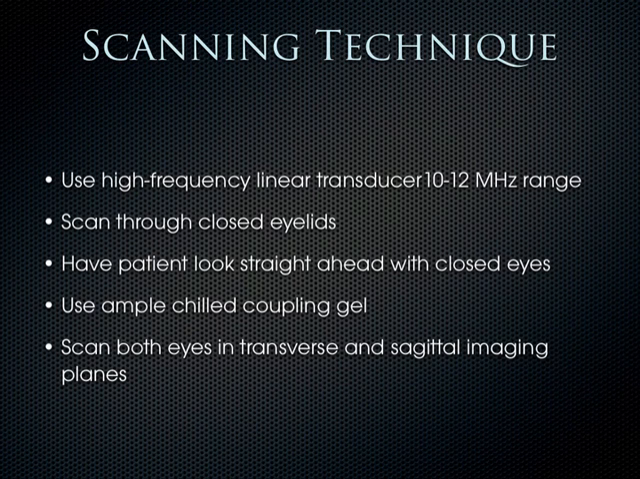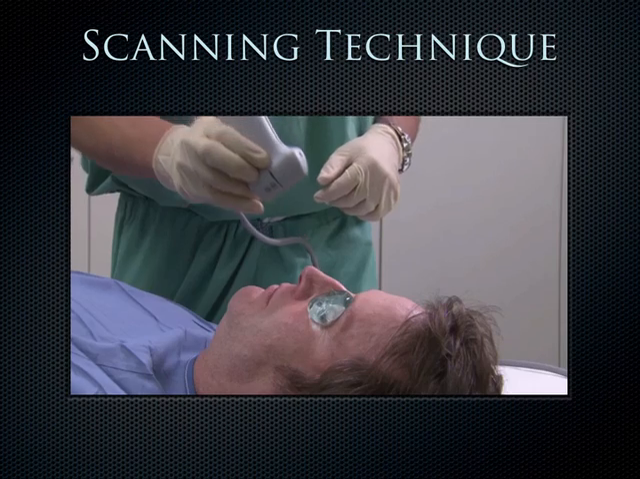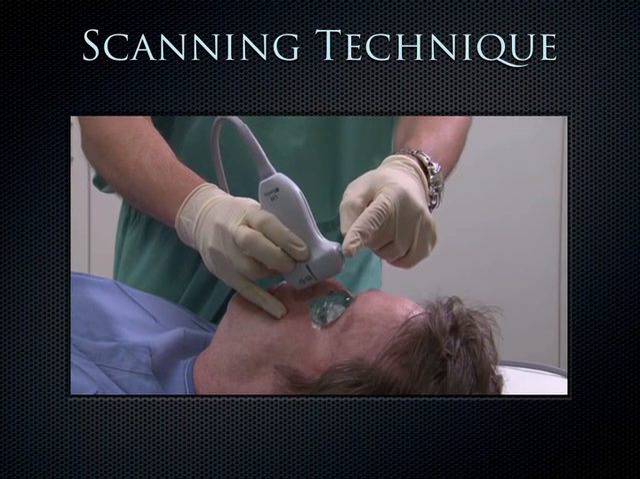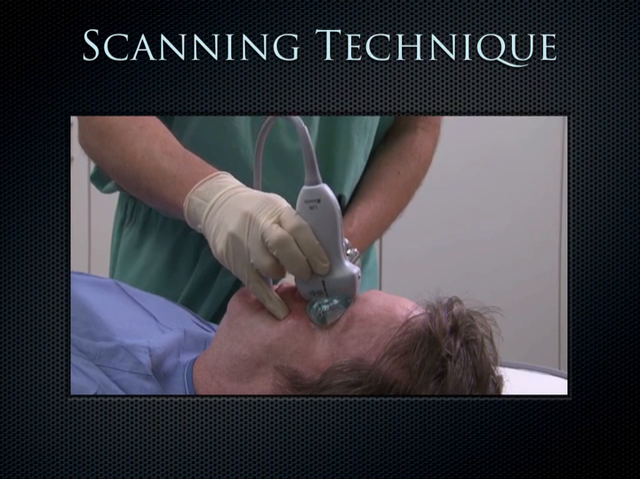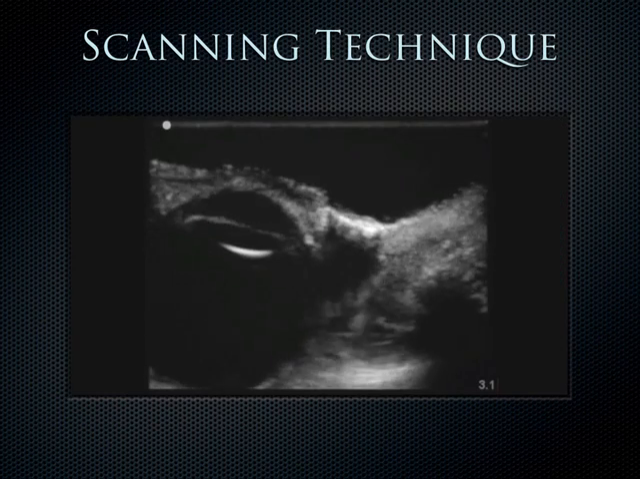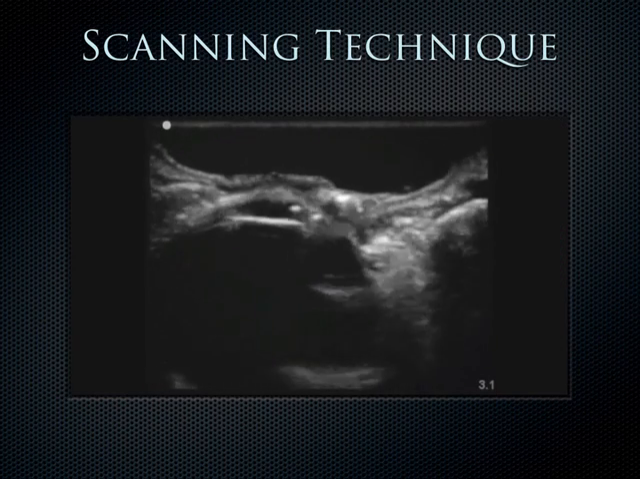Anyway, how do we do these ultrasounds of the eye? Well, you're going to use a high-frequency linear transducer, in the 10, 12, 15 megahertz range. Patient closes their eye, have the patient look straight ahead, use lots of chilled gel. I say chilled gel because it stands up better on itself. You're going to scan both eyes in both transverse and sagittal imaging. When scanning the globe sagittally, aim the indicator towards the apex of the skull. Fan through the entire globe from lateral to medial and back to lateral.